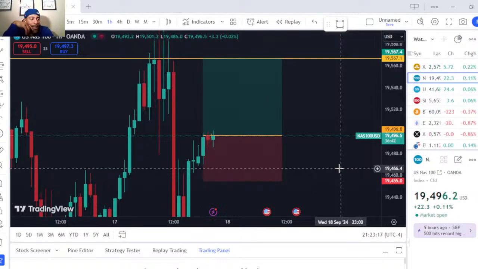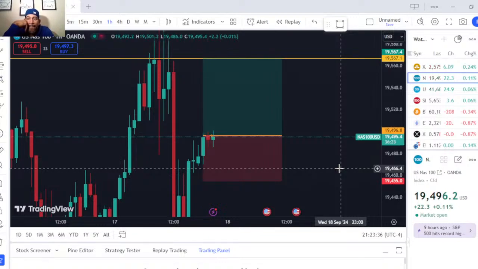Worried. Worried why? Why would I be worried? If you're worried, it's because you probably over leveraged, right? Went in with a massive lot size, and you have a small balance in your account. That's poor risk management.